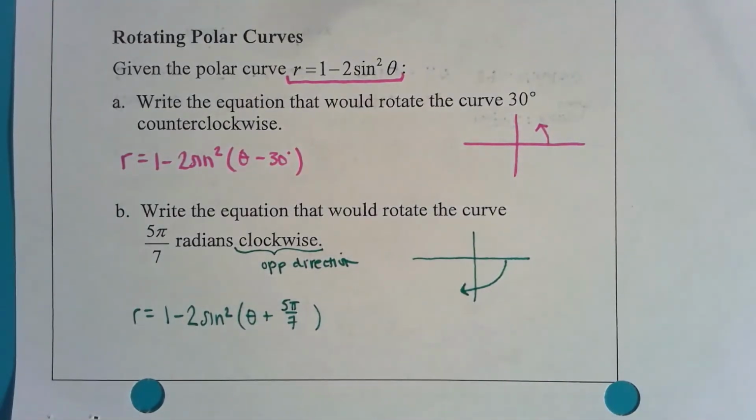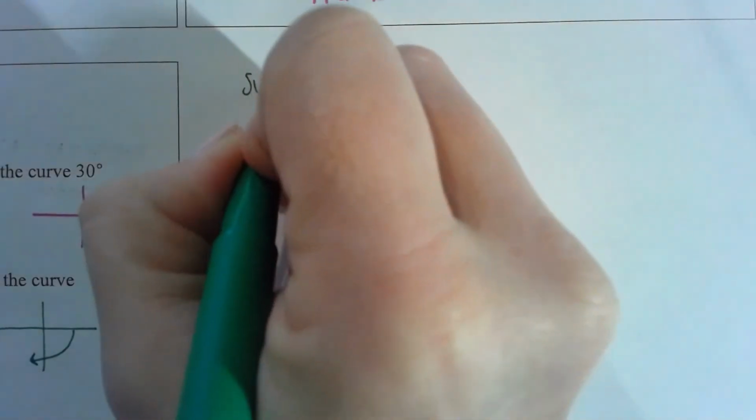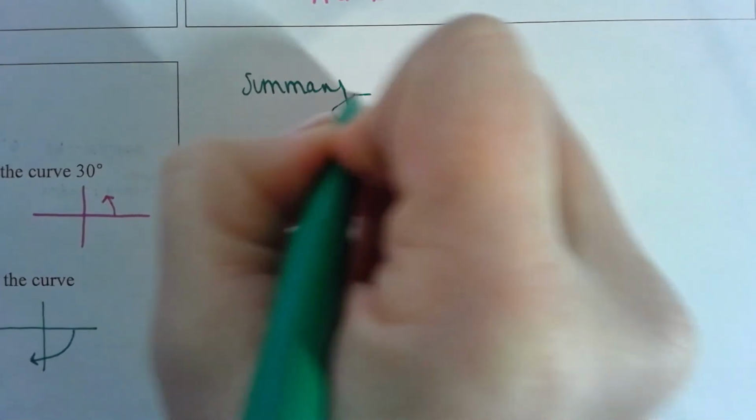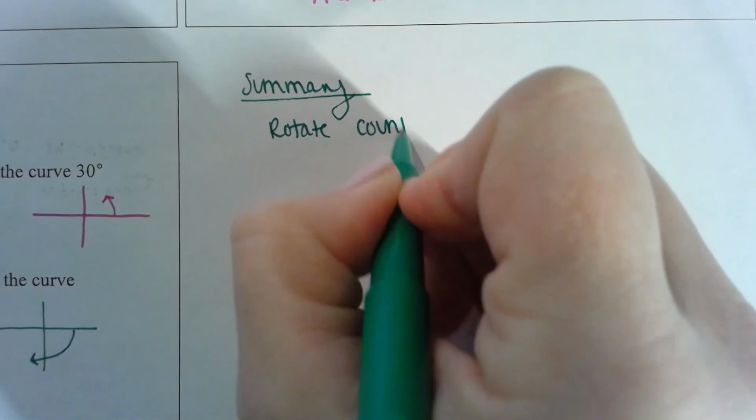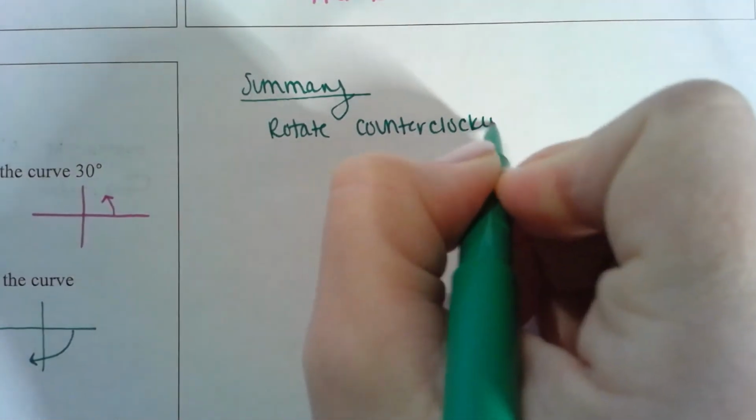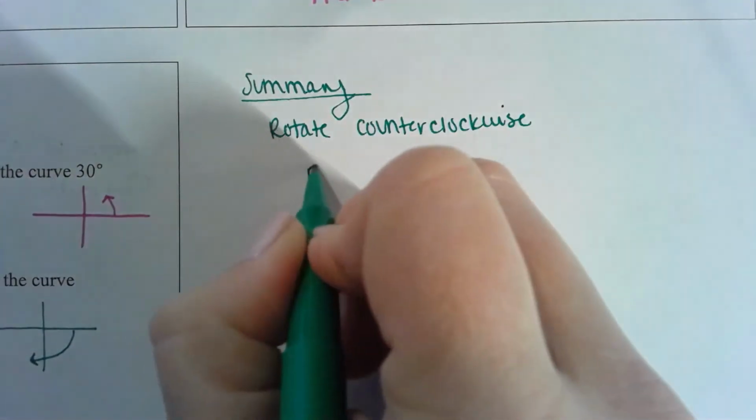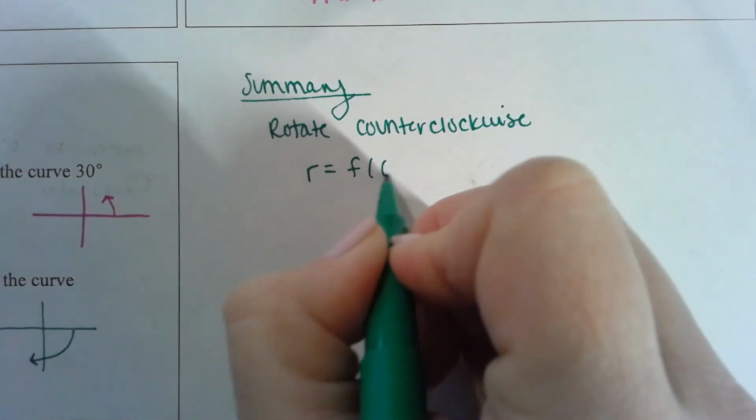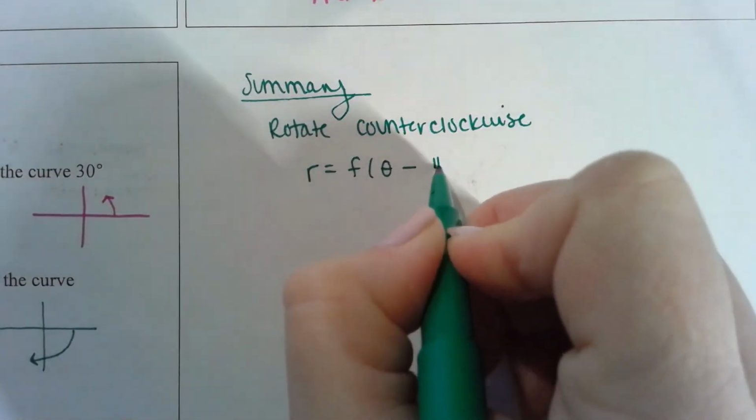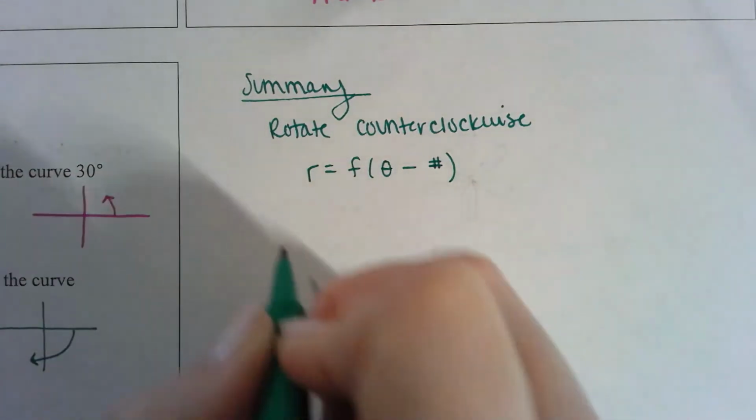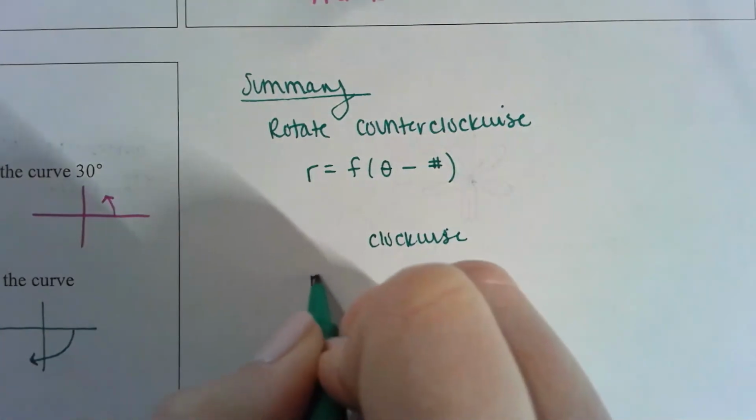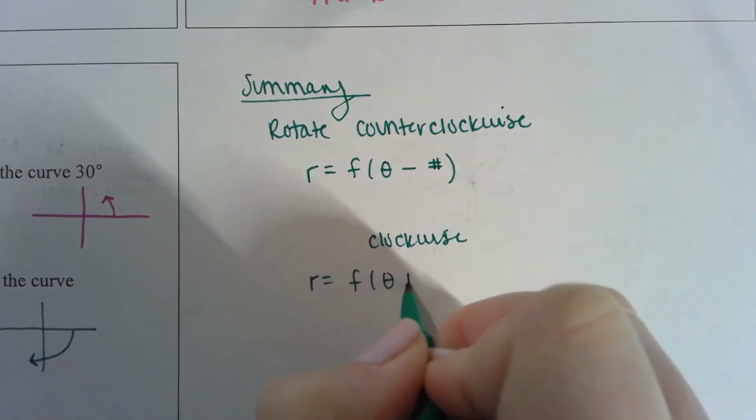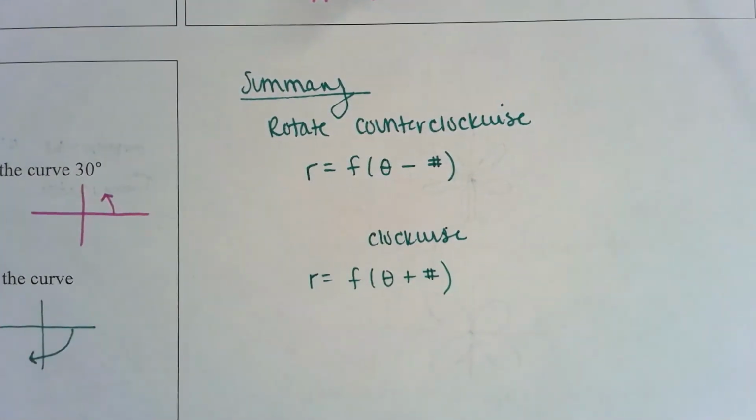Okay. So, in summary, let's just kind of jot that down. To rotate counterclockwise, it's r equals f of theta minus your angle. If you want to rotate clockwise, it's r equals f of theta plus your angle.